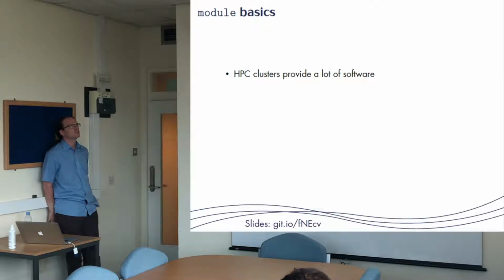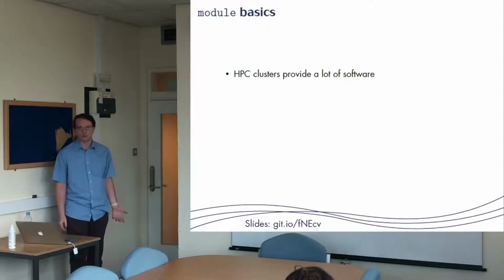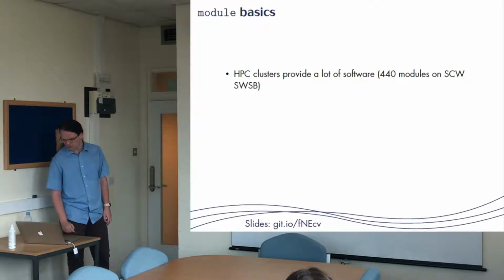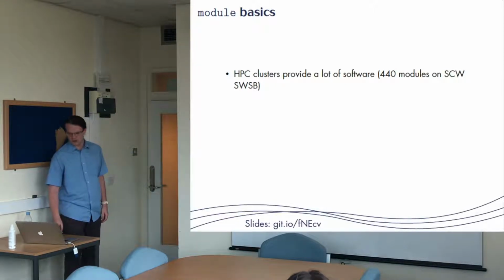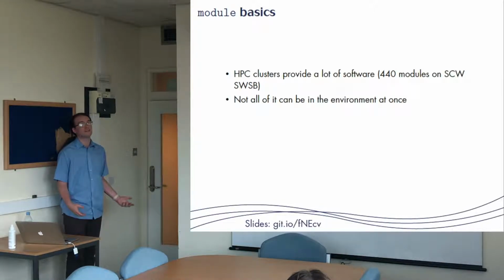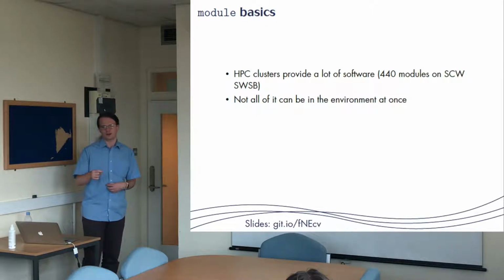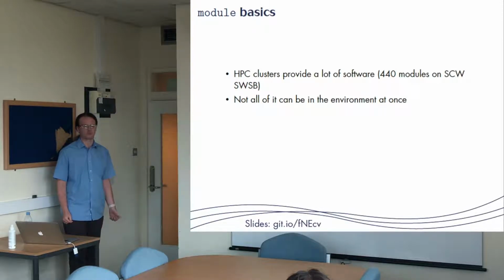So HPC clusters provide, in general, a large amount of software. On the Sandy Bridge machines that we've got in Swansea, this was 440 modules. And not all of this can be in the environment at once. So you've got lots of different versions of the same compiler. In principle, you could have this in the same environment if you versioned each executable. So when you wanted to compile something, rather than saying ICC, you said ICC 2017 Mark III. But that's a bit cumbersome to type. So instead, we'd like to be able to swap in and out different bits of the environment as we need them.